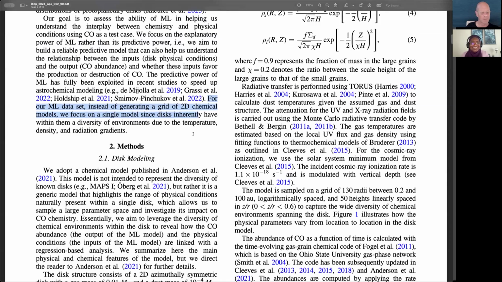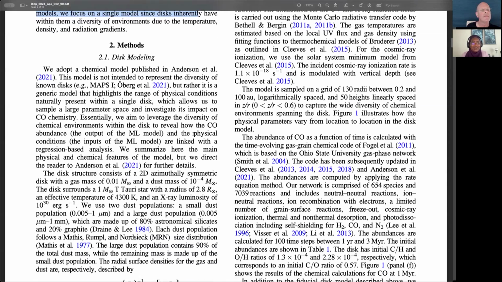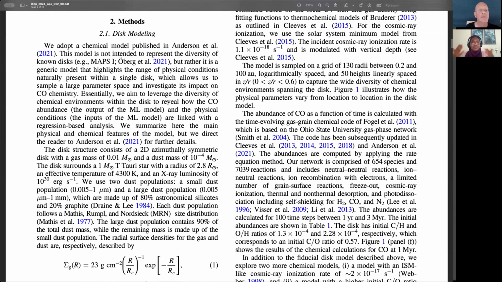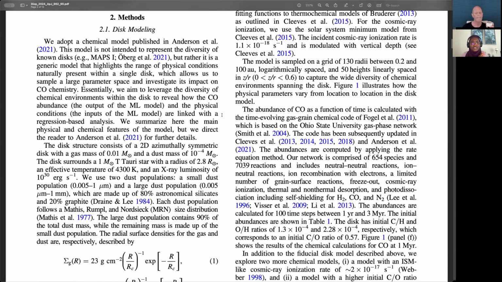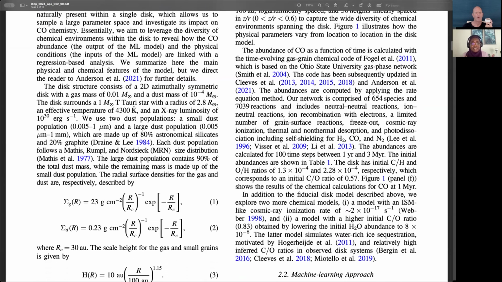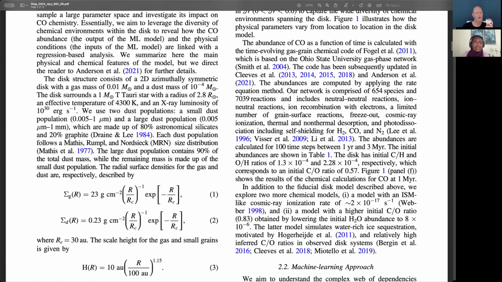Yeah, so now we're gonna talk a little bit about the method, what disk model we use, and how we use the data from our model for the machine learning part. So for this, we use, as I said, a single disk model, and it's a generic disk model, not modeled after any particular disk, just to test this understanding of CO chemistry versus physical conditions. So it's a regular disk around a solar mass T Tauri star with a mass of 0.01 solar masses. It's also respecting the gas to dust ratio of 100 that we see in the ISM.